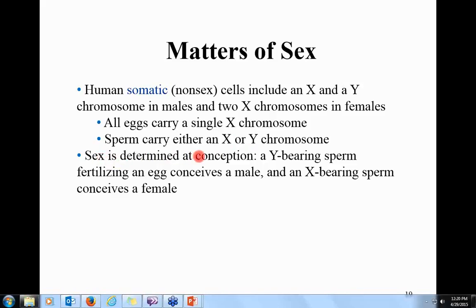Sex is determined at conception. So a Y-bearing sperm fertilizes an egg and conceives a male, and an X-bearing sperm conceives a female.